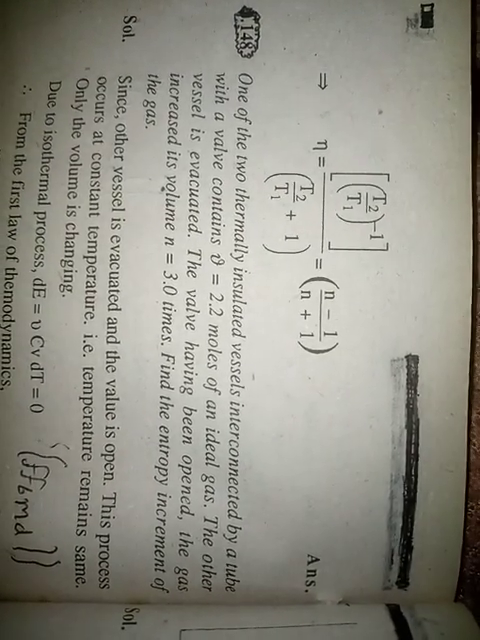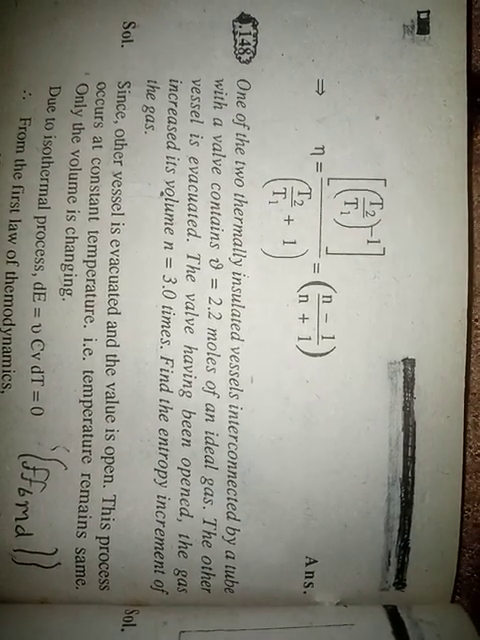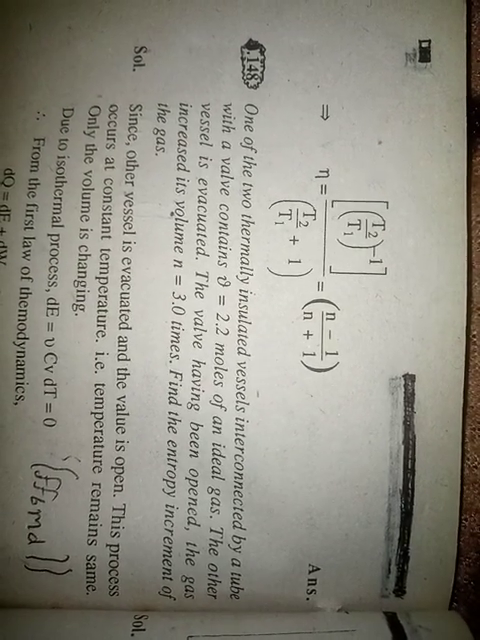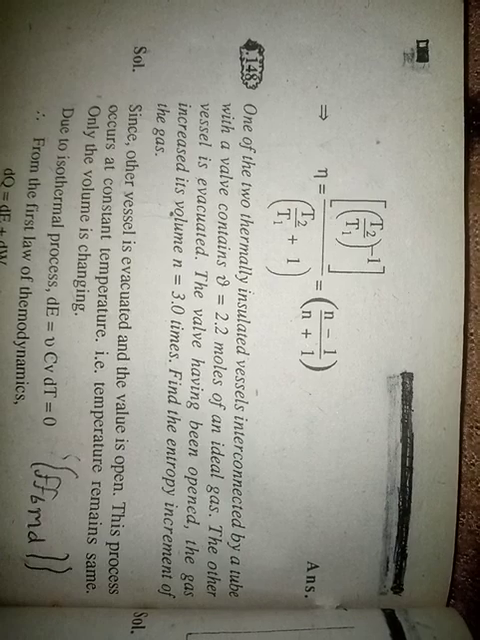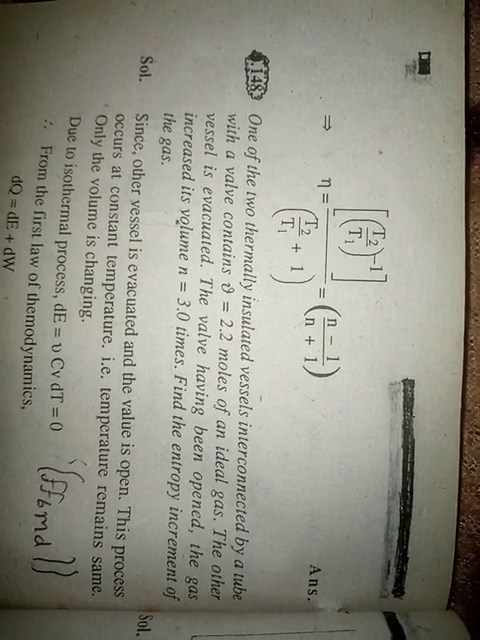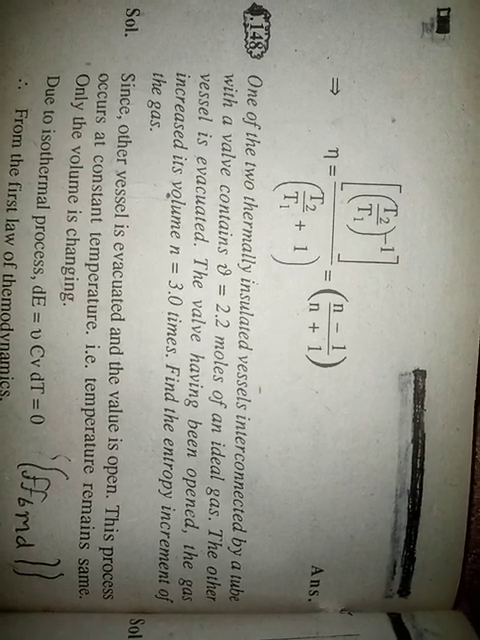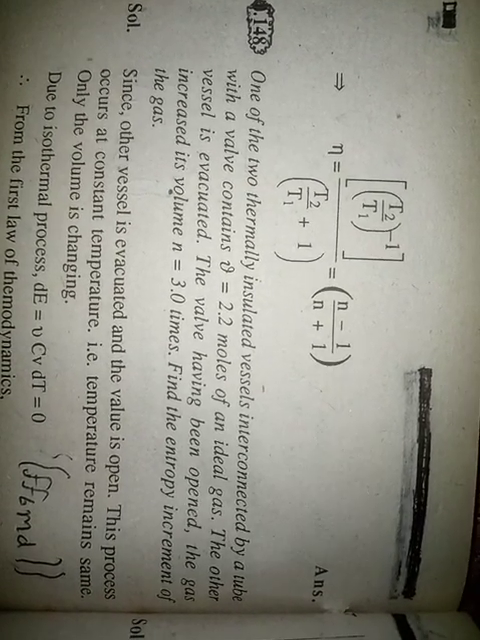One of the two thermally insulated vessels interconnected by a tube with a valve contains nu equals 2.2 moles of an ideal gas. The other vessel is evacuated. The valve having been opened, the gas increased its volume n equals 3.0 times. Find the entropy increment of the gas.